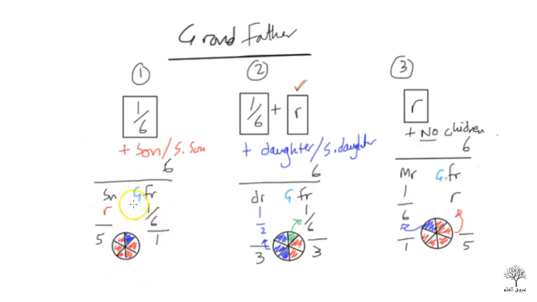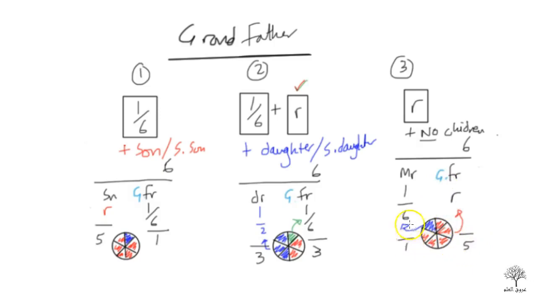Grandfather in the first one gets 1/6. The son gets the remainder. And so it's like a cake. He gets one piece of the cake and the son gets the rest. Second one, grandfather gets 1/6 plus the remainder. Grandfather with the daughter, so he gets 1/6. She gets a half, and so he gets 3 and she gets 3. And again, finally, he gets the remainder.